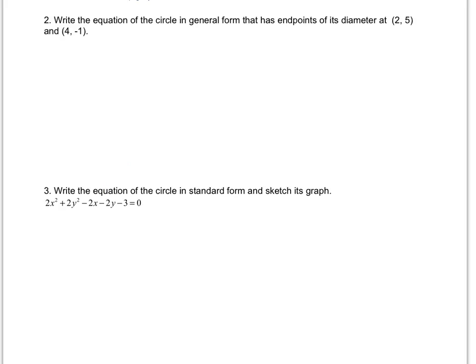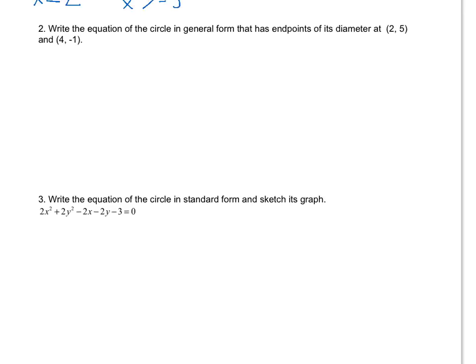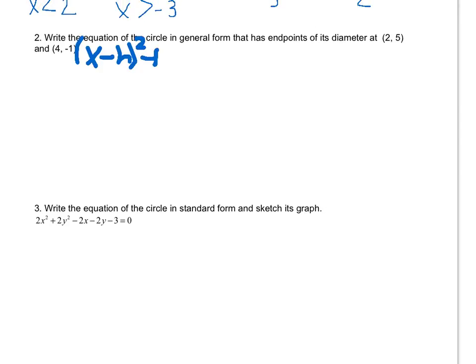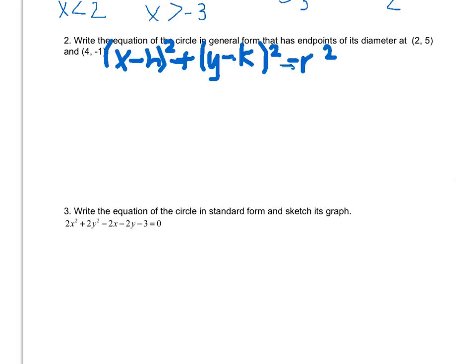First of all, the equation of a circle in general form looks like this. X minus h squared plus y minus k squared equals r squared. So we are given the endpoints of a diameter. In order to find h, k, which is the center of the circle, we need to do the midpoint of that diameter. To do the midpoint is just taking the average.